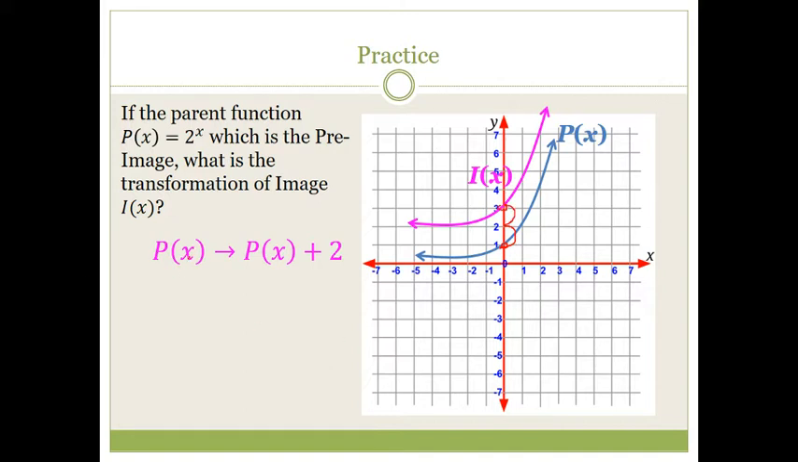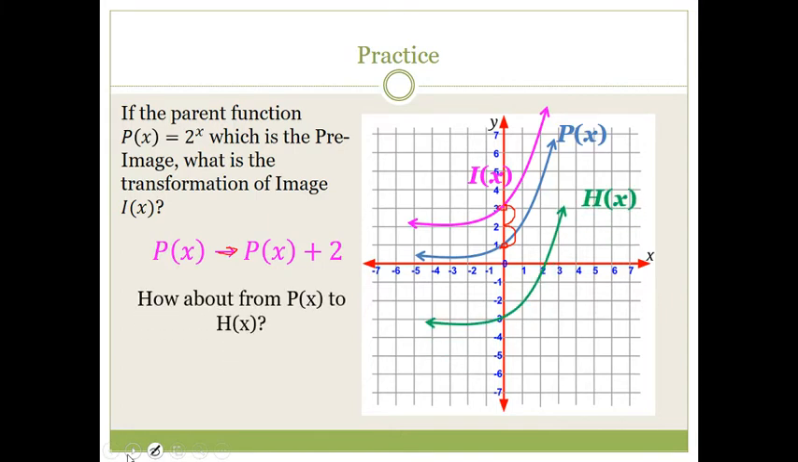So we write the mapping statement to get from P of x to I of x. P of x maps to, that's what that arrow means, maps to. We take P of x and just add 2 to it, and then we would get I of x. So that's a definition of I of x using a mapping statement. Take a moment to pause the video and tell me, what's the mapping statement to get to h of x? Remember, we're starting with P of x and mapping it to h of x. So what would be the mapping statement?